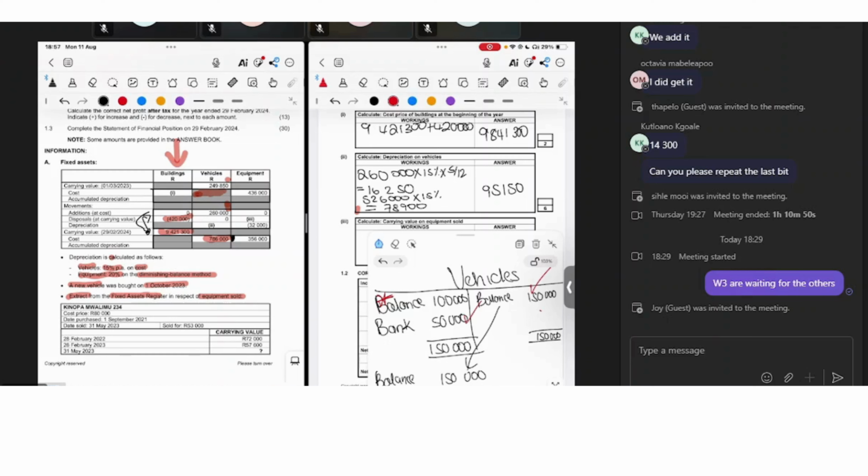So now if we're to replace here, we have the closing as 786,000 and the purchases are 260,000. Those are our additions, what we purchased on vehicles. And they haven't given us the 100,000. So if we're still using the old example, to get the 100,000, what will we do? We say 150,000 minus our additions of 50,000, and that gives us our opening balance of 100,000. So it's the same thing here. We take the 786,000 minus the 260,000, and that gives us the 520,000, which is our opening. Is it making sense?